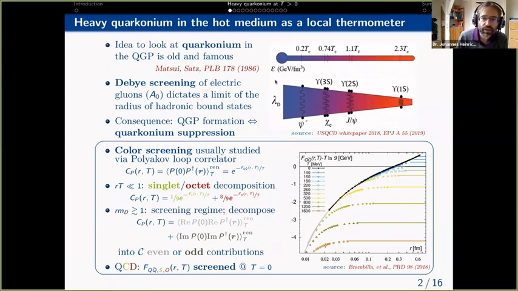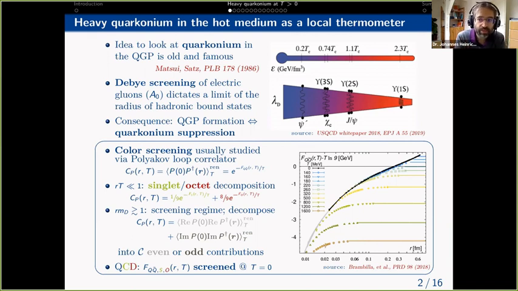Later on, this idea was extended by looking at the different radii of different quarkonium types, whether they're in the charm sector or in the bottom sector. The bigger systems would melt at lower temperatures, and therefore you would be able to use quarkonium in QGP as a thermometer. In this case, you would look at color screening.